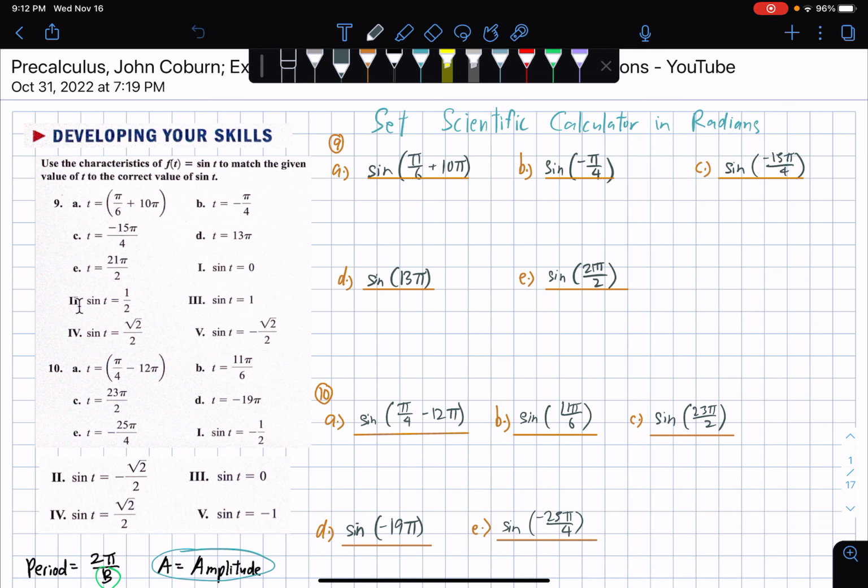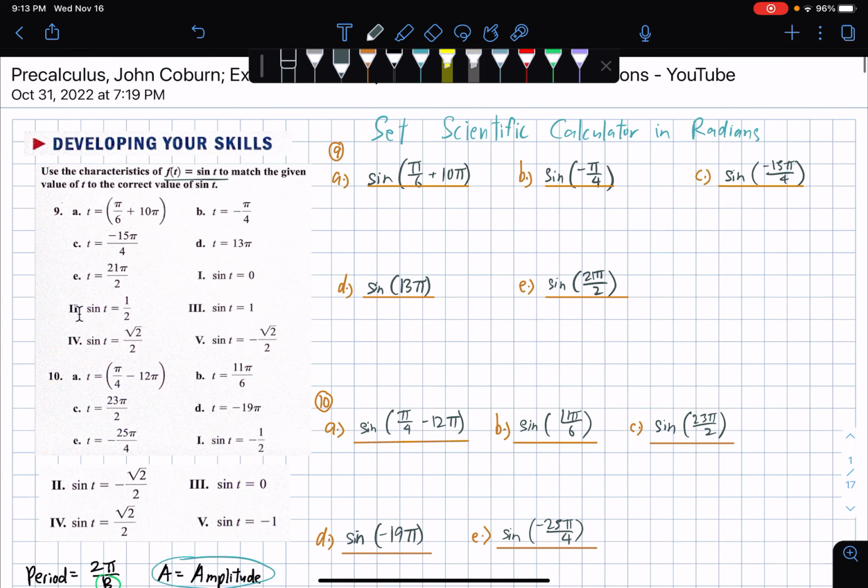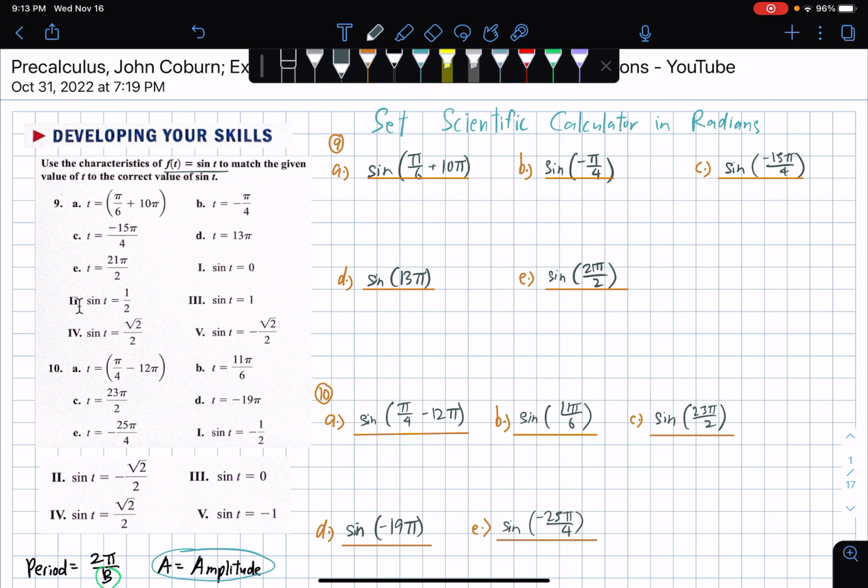Based on my understanding of this part of the exercise, we start at number 9a. We use the characteristics of f of t equals sine t to match the given value of t to the correct value of sine t. I hope you have your scientific calculators with you. Always make sure to set your calculator in radians, since we are dealing with things in radians. Make sure that your calculator isn't set in degrees.